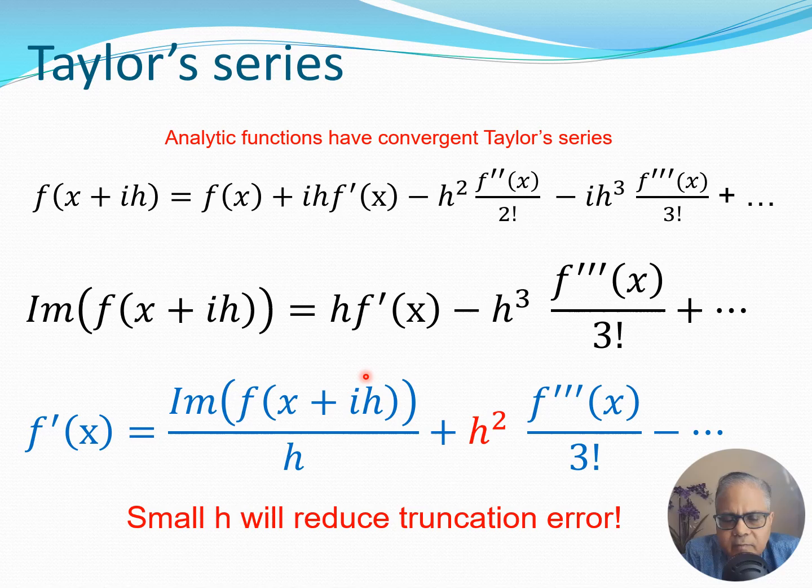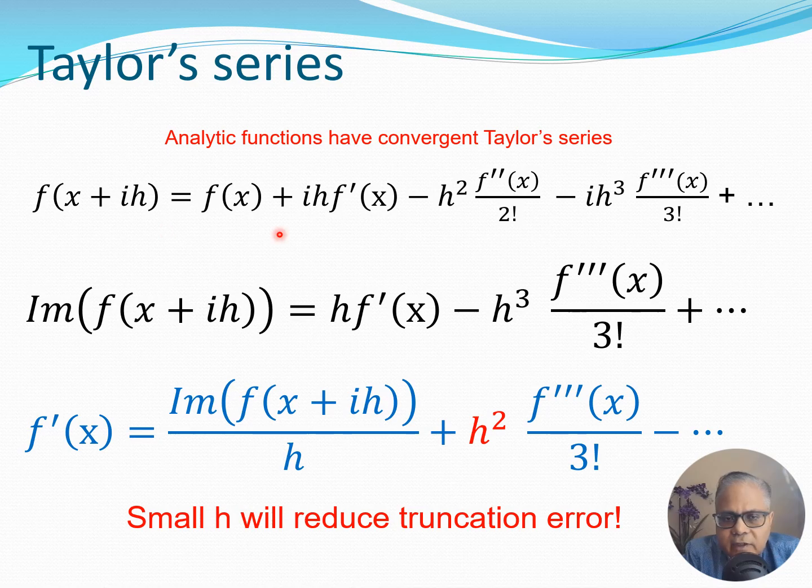Now sometimes people find that way of derivation quite difficult to understand, so there is one more derivation, and let us take a look at that. Now we are going to use the fact that analytic functions have convergent Taylor series. So therefore I can expand f(x + ih) in the form of a Taylor series.